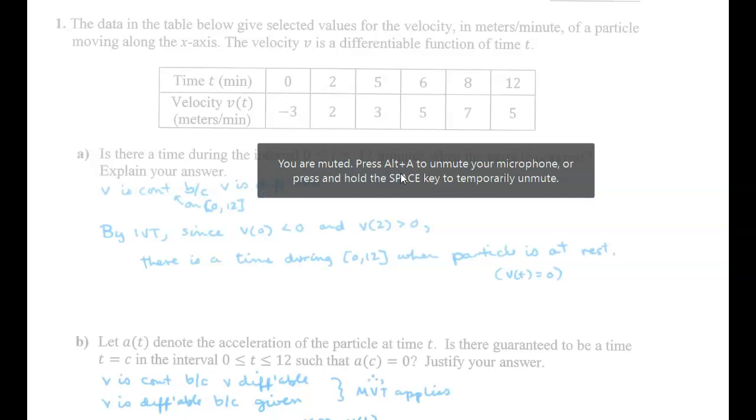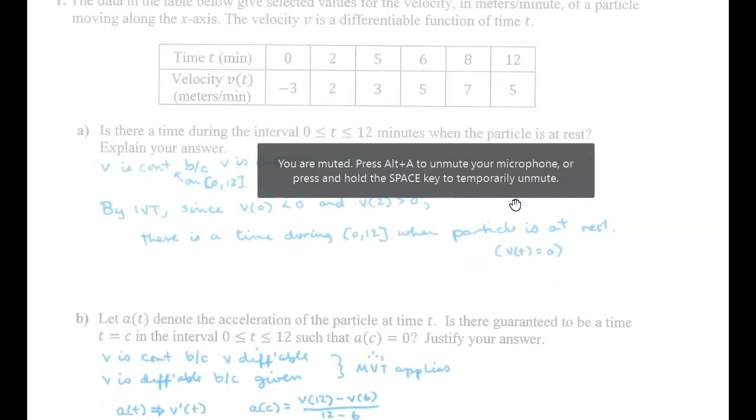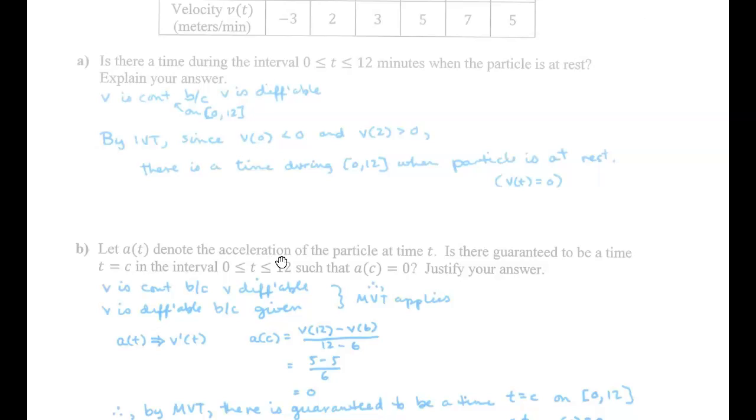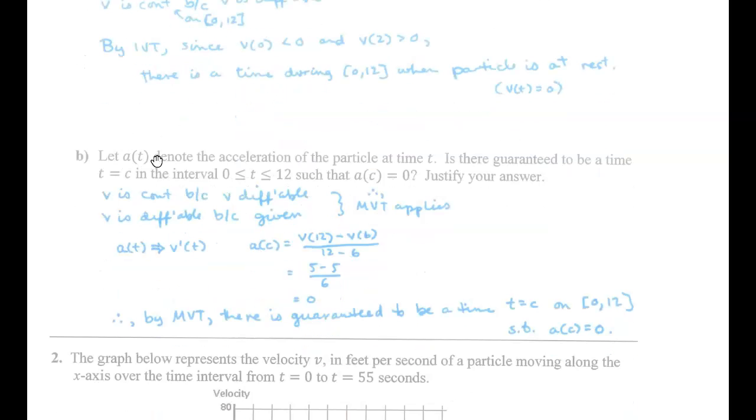Okay, so that's answered A. Answer B says, let A of t denote the acceleration of the particle at time t. Is there a time at which it is guaranteed? So this question now is a little bit different because we want to know A of c. Now, I used MVT, but you could have also used Rolle's theorem. So this is where Rolle's theorem comes into play because you're being asked if it's equal to 0. Now, again, either one will work.